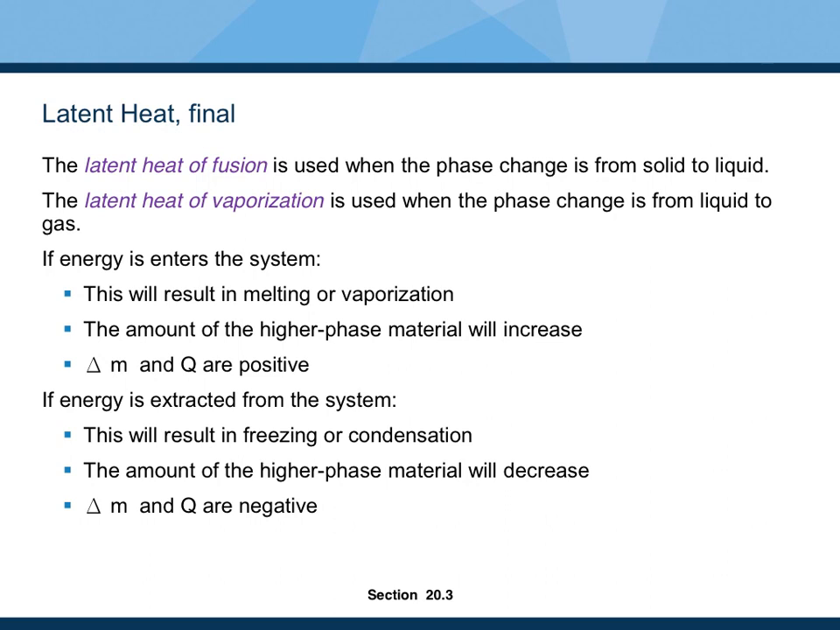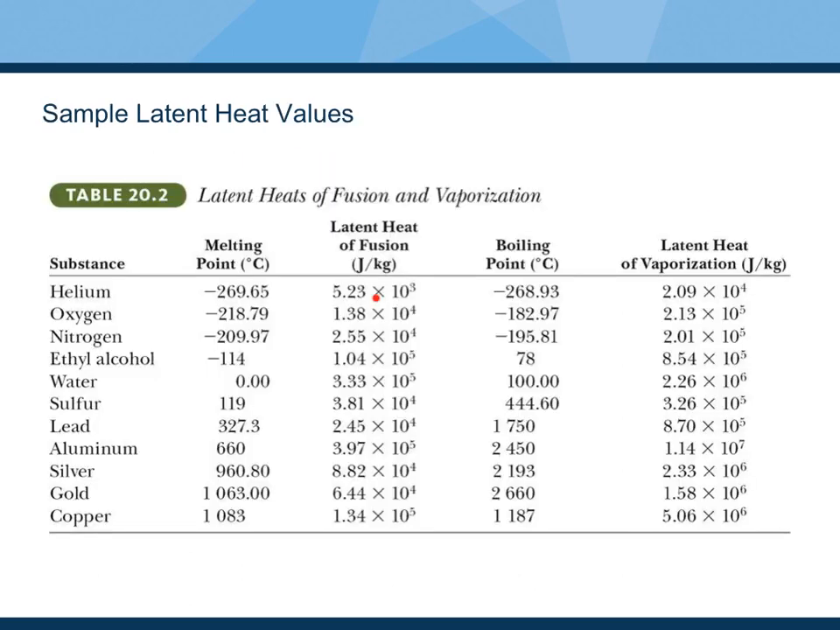There are two types of latent heat. The latent heat of fusion is used when the phase change is from solid to liquid. The latent heat of vaporization is used when the phase change is from liquid to gas. This table shows you some typical values for the latent heat of fusion and vaporization for different substances.